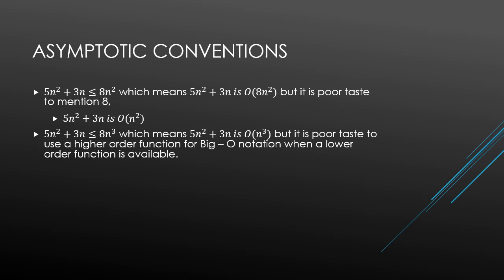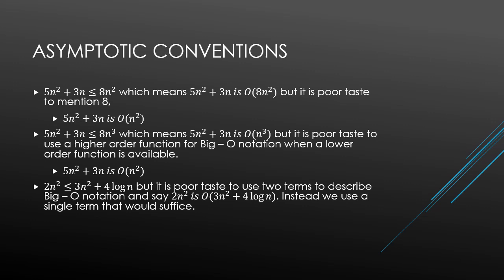5n squared plus 3n is less than or equal to 8n cubed, which means 5n squared plus 3n is O(n cubed). But it is poor taste to use a higher order function for big O notation when a lower order function is available. So 5n squared plus 3n is O(n squared).